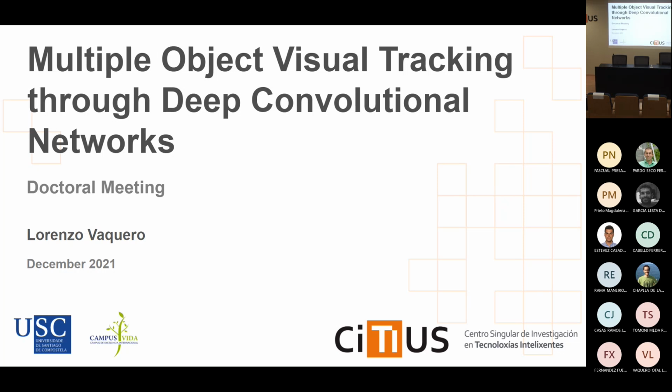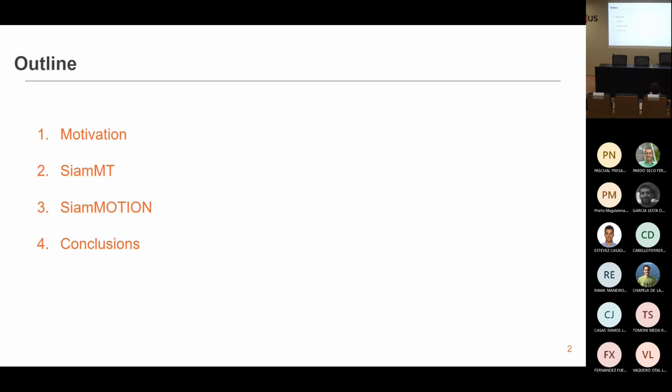Okay, thanks a lot, Dora. And thanks a lot, everyone, for coming here. My name is Lorenzo Vaquero, and I will present you the current state of my work titled Multiple Object Visual Tracking through Deep Convolutional Networks. The outline of this discussion will be as follows. First, I will introduce the motivation of our work, followed by two of our proposed approaches. Then I will close with the conclusions. I hope you all like it.